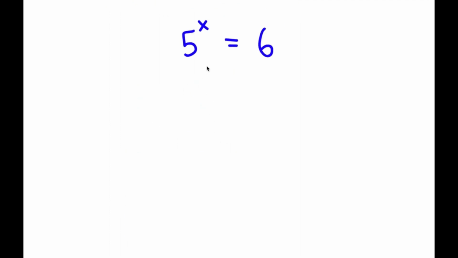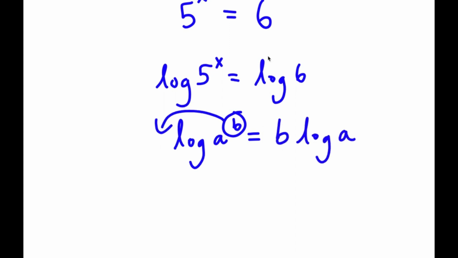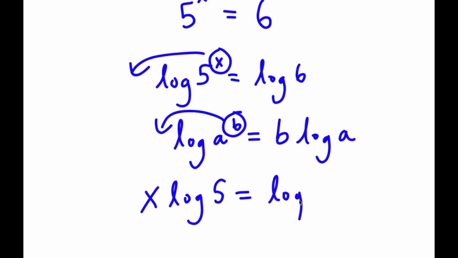Alright, so in this problem, I have 5 to the power of x is equal to 6. So to solve this, what I'm first going to do is take the log on both sides. So now I have log 5 to the power of x is equal to log 6. Now if I have something in the form log a to the power of b, I can move this exponent of b to the front. So it's going to equal b times log a. So in this case, log 5 to the power of x, I can move x to the front. So this is equal to x times log 5, which is equal to log 6.